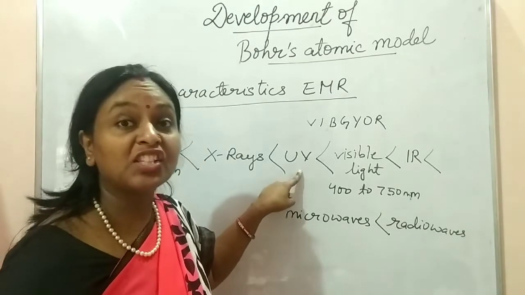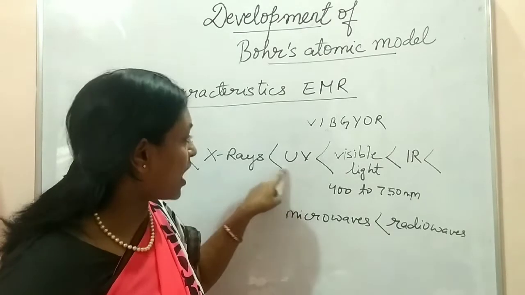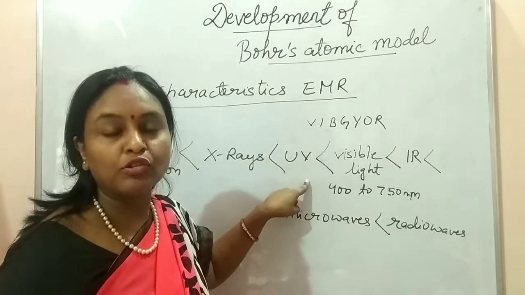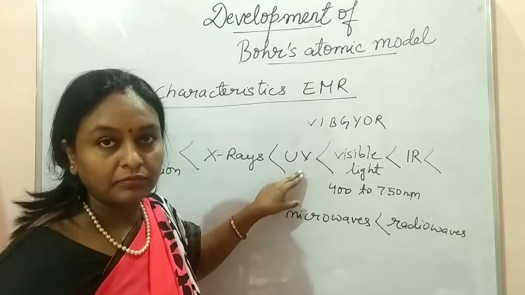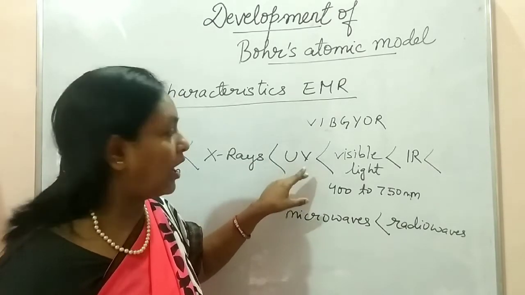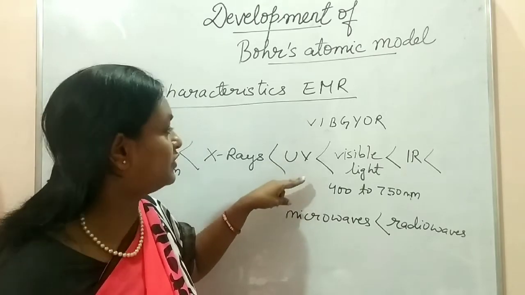Ultraviolet radiations are still of less energy but are harmful. You know that ozone layer is important in the upper stratosphere, so that they are blocked and they are not able to reach the surface of the earth.